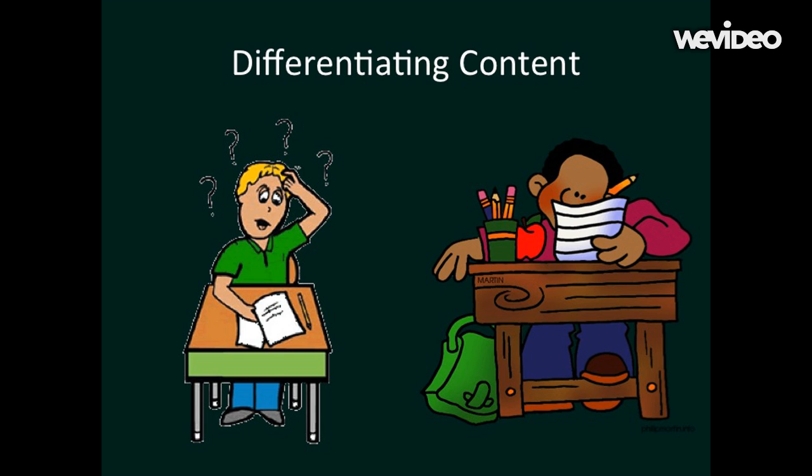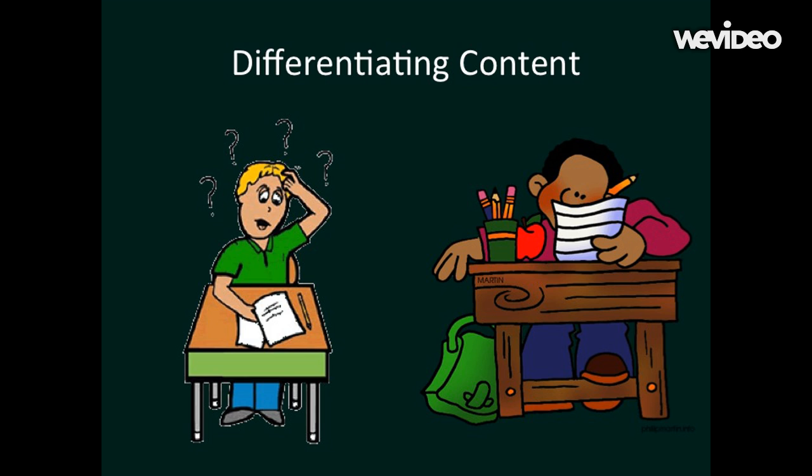One way to differentiate instruction is by differentiating content. This means changing what the student or students are learning. For example, Stephen has a reading disability and therefore reads at a lower level. His teacher provides Stephen with different reading material that he is better able to read without struggling.